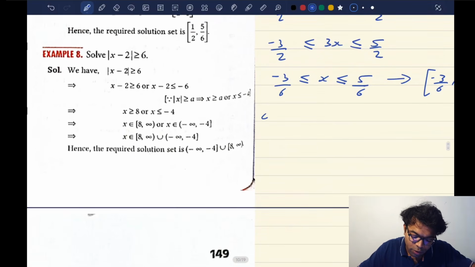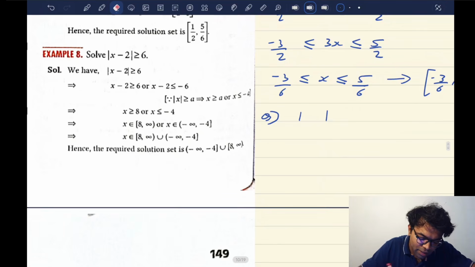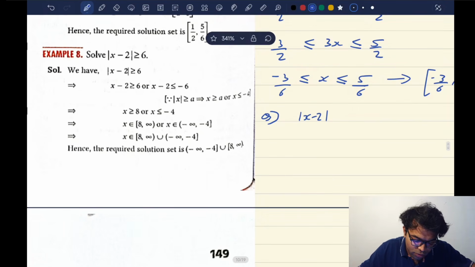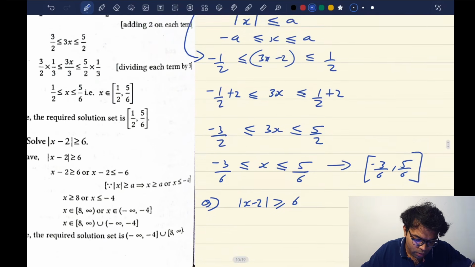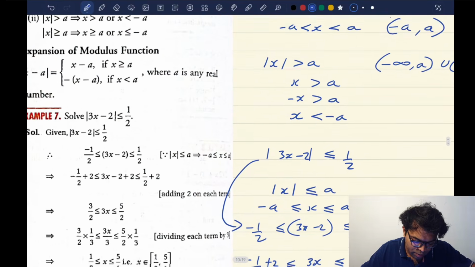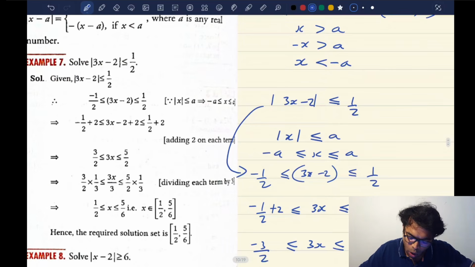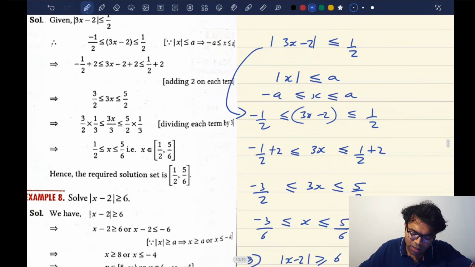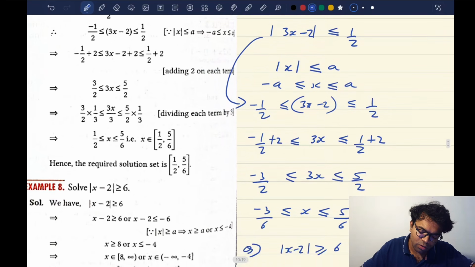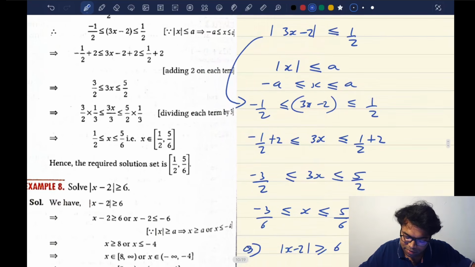Now, Drupad, I want you to answer me this. If I have modulus of x minus 2 is greater than or equal to 6, what does that mean? Wait, hold on, did I make a mistake here? One second, I think I made a mistake here. Oh, minus 1 by 2 plus 4 is, oh my god, how could I make a mistake like this?